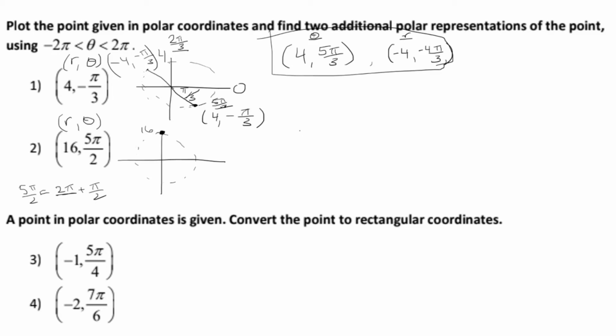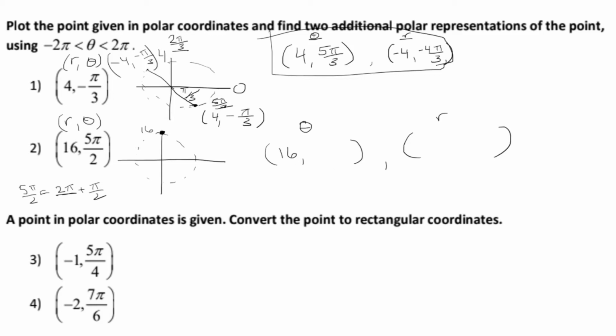Okay, so I'm going to have two additional polar representations. The first one, I'm going to mess around with the theta, and then I'm going to change the r for the other one. Okay, let's do the theta first. If I'm going to change theta, I better keep r the same. Again, you don't have to keep r the same, but that's just like the easiest way to do it. Change one at a time.